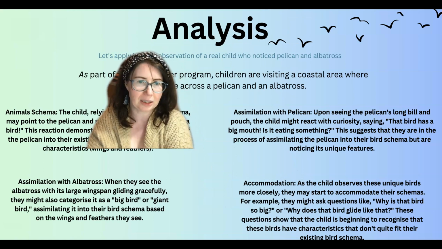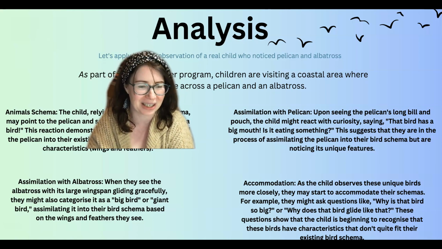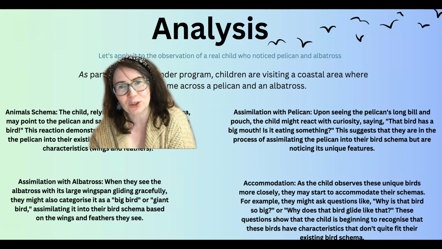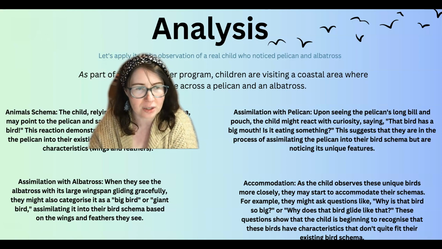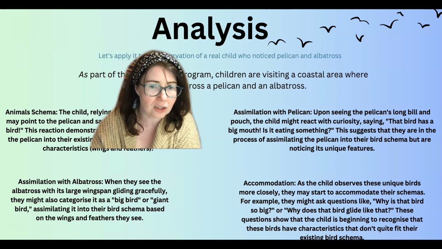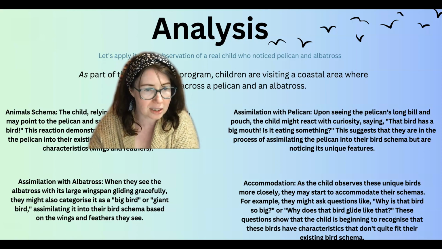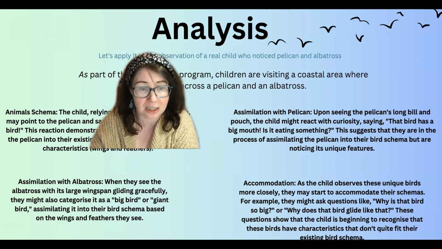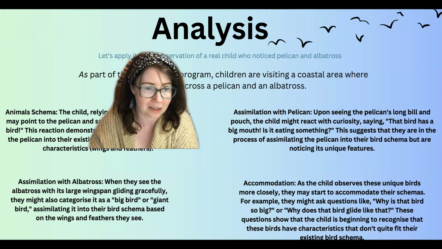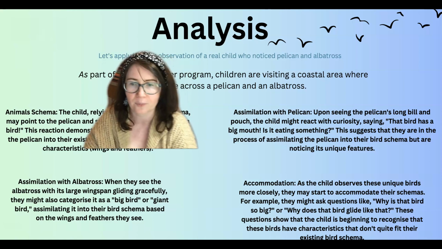Let's delve a little bit more into our pelican and albatross schemas. So here we have an observation of a real child who noticed a pelican and an albatross. As part of our Bush Kinder program, children are visiting a coastal area where they come across a pelican and an albatross. So relying on the animal schema, a child may point to the pelican and say something like, "Look, it's a bird." Their reaction demonstrates the initial assimilation of a pelican into the existing bird schema based on shared characteristics, wings and feathers. Here, you can add it to your observation analysis.